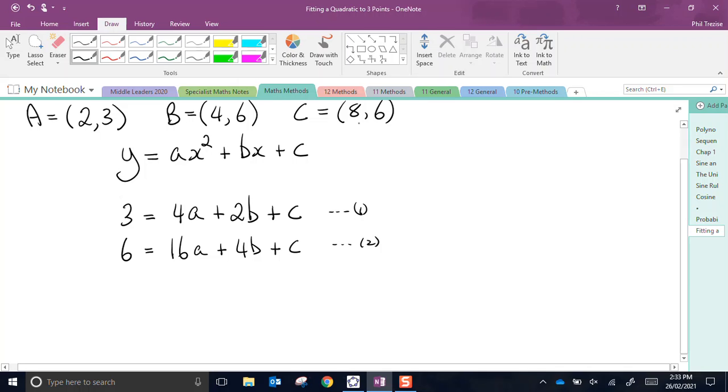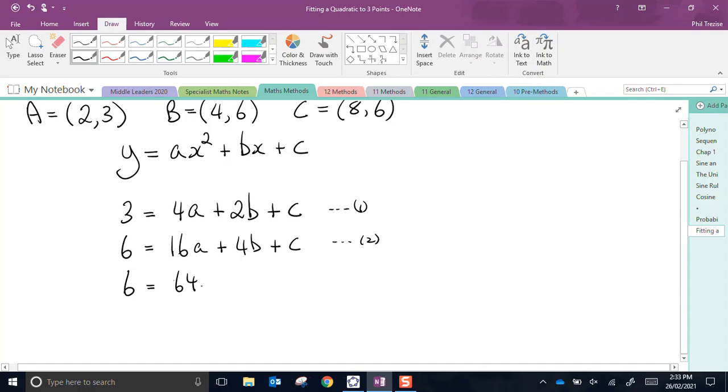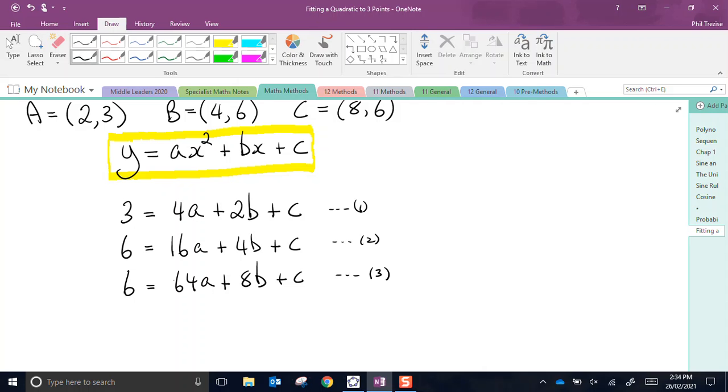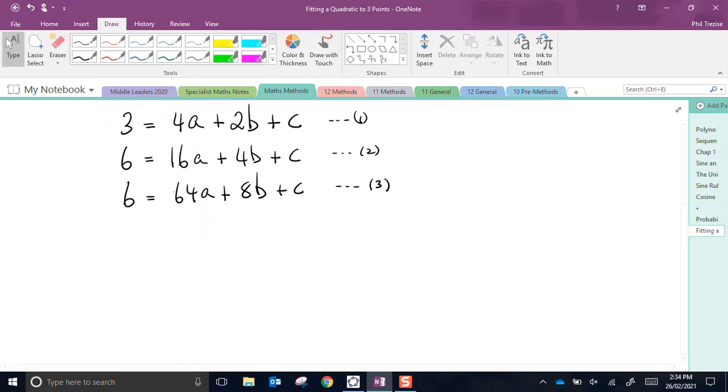And then lastly we'll put in point C, so the y value is 6, x value this time is 8. 8 squared is 64 times a, 8 times b, plus c, and we'll call this one equation 3. So we have 3 equations in 3 unknowns, a, b and c. Now if I knew those 3 unknowns, then they would be the things that define my solution to this quadratic model that I'm searching for. So my job then is to solve these 3 equations simultaneously.